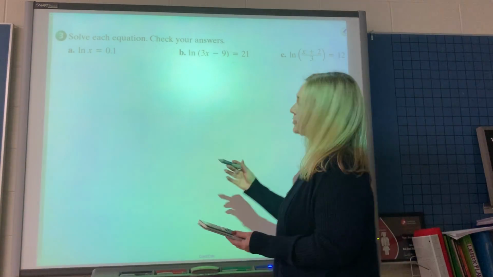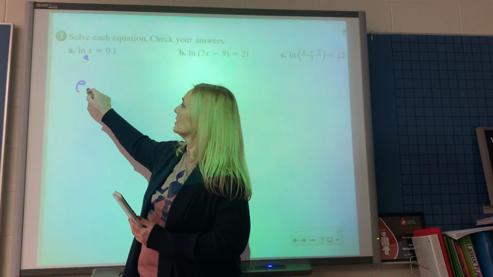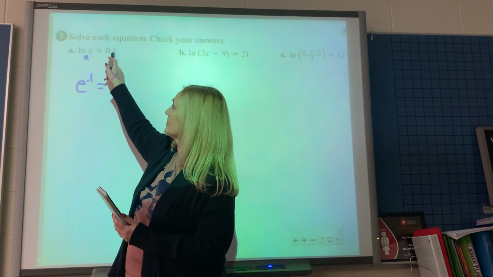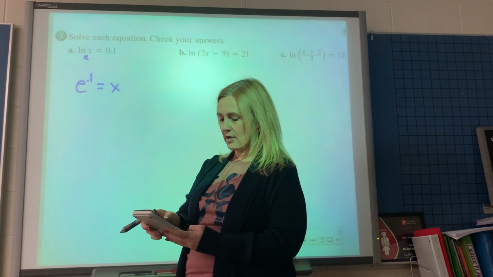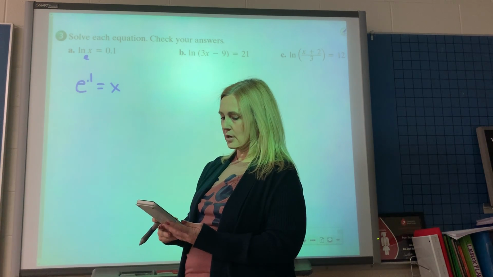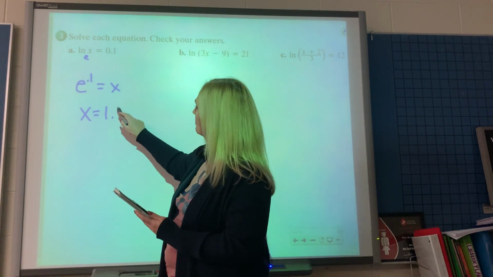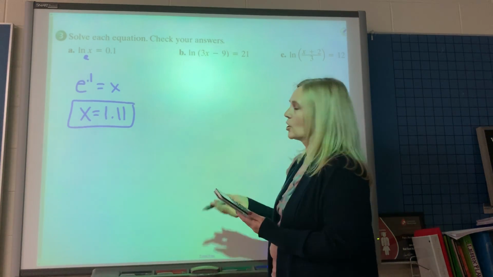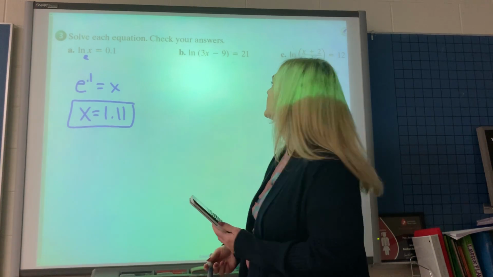Let's try this one. Just remember, all ln's have a base of e. So when you rewrite this, it'll be e to the 0.1 power equals x. That's pretty easy. So whatever e to the 0.1 power is, plug that in your calculator. Second function, e to the 0.1 power. x equals 1 point, we'll just round to the nearest hundredth. x equals 1.11. On your homework paper that I'm going to upload for you, it'll tell you how it wants you to round your answer. So just follow those directions.